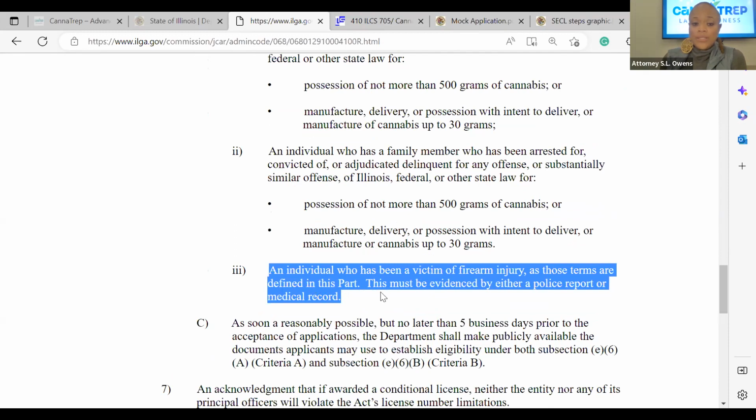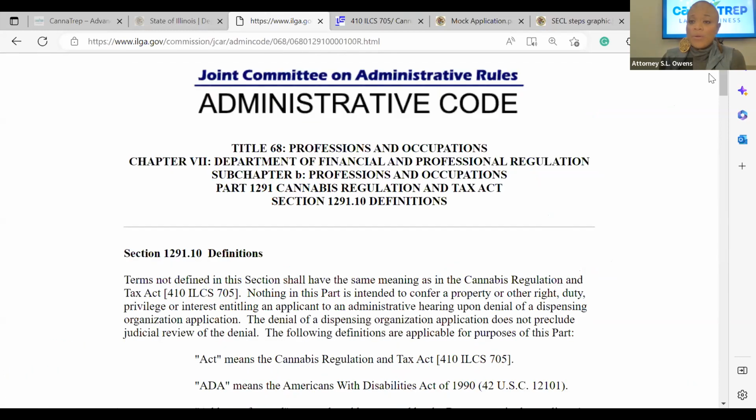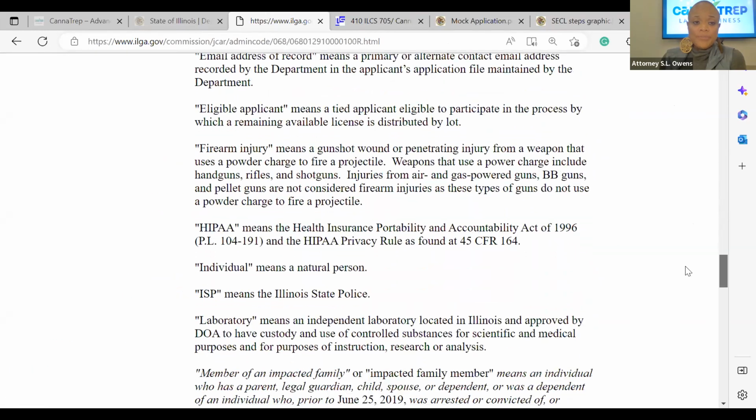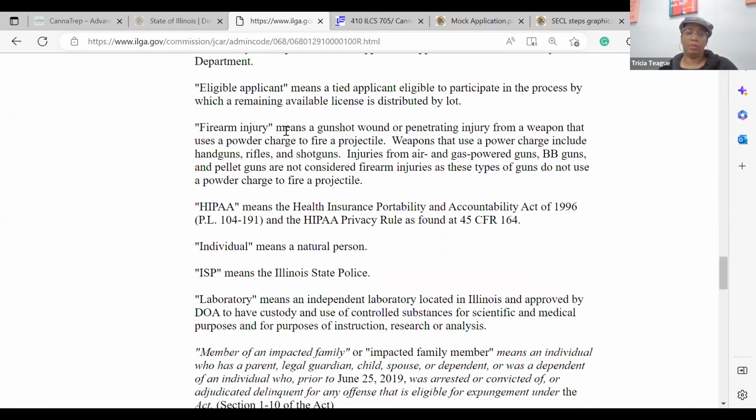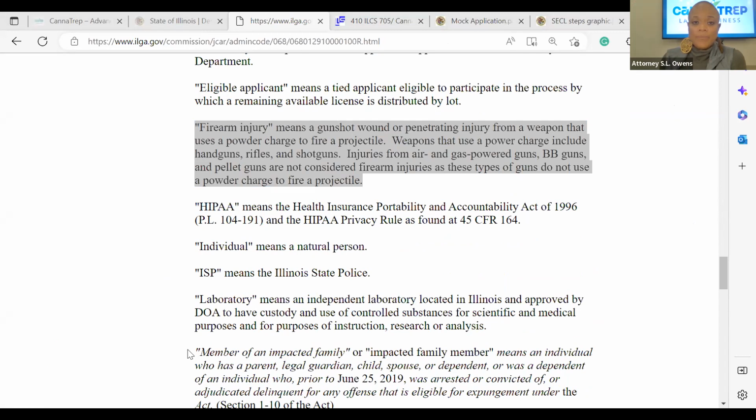But I will continue to search just to make sure. An individual who has been a victim of firearm injury, as those terms are defined in this part. And I believe when we looked at that definition, it was just about what type of firearm, but we'll double check. Firearm injury means a gunshot wound, right? So again, no mention of family members. So that answer appears to be no. The applicant must be the victim under that particular criteria.